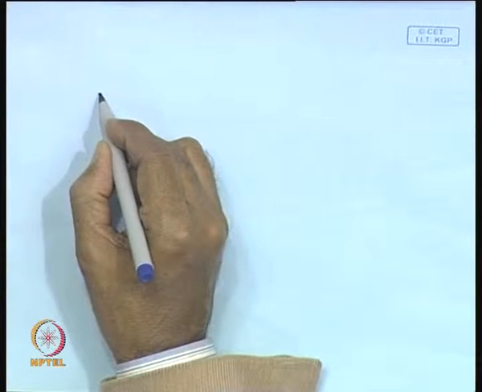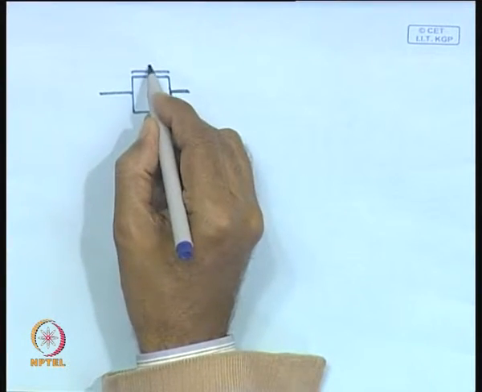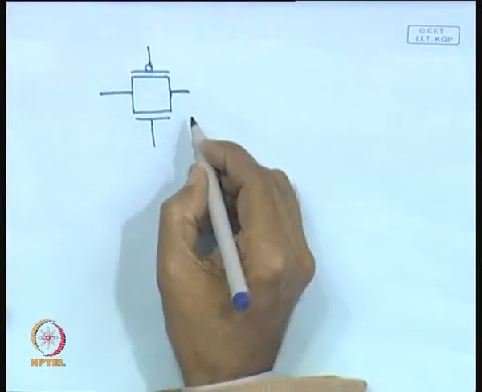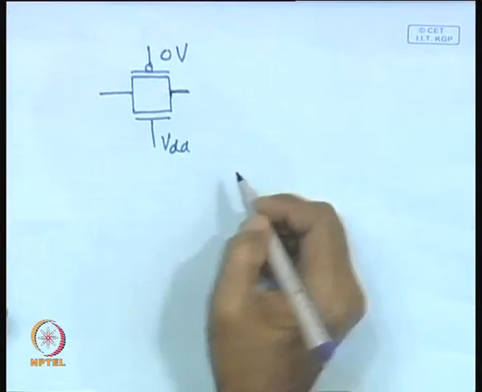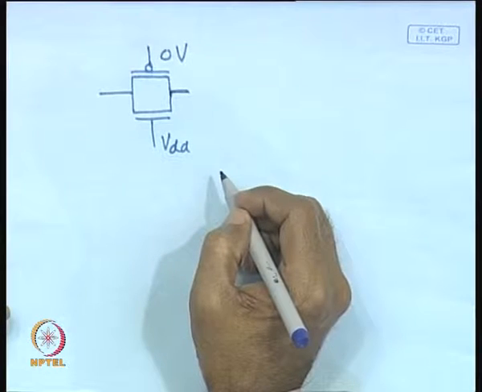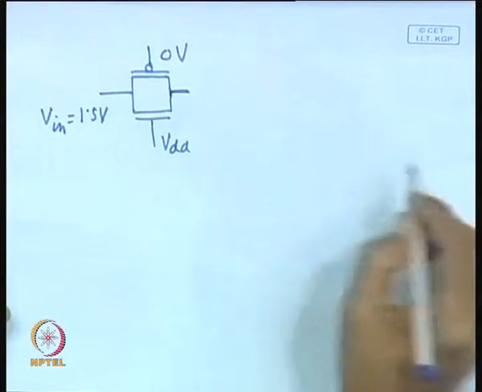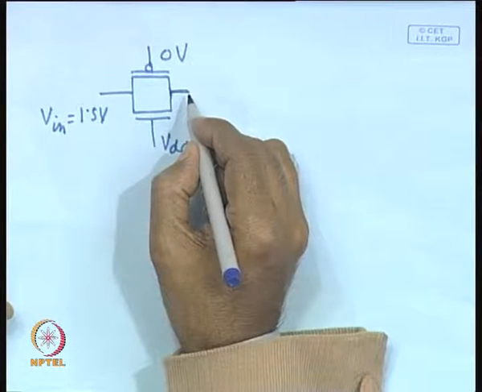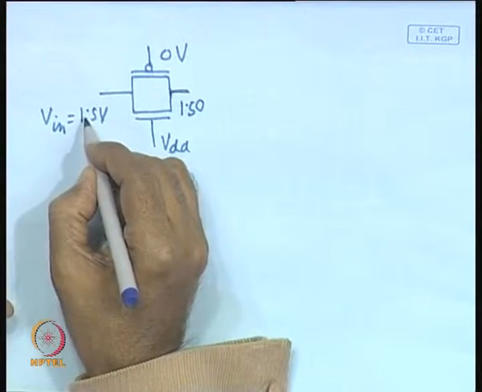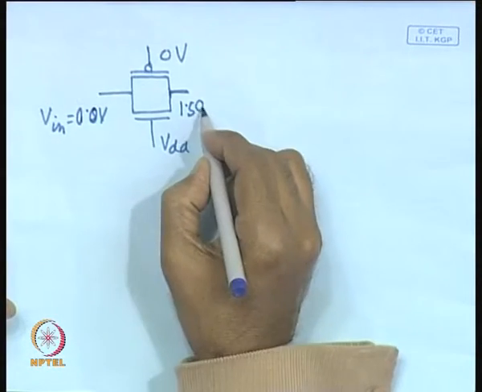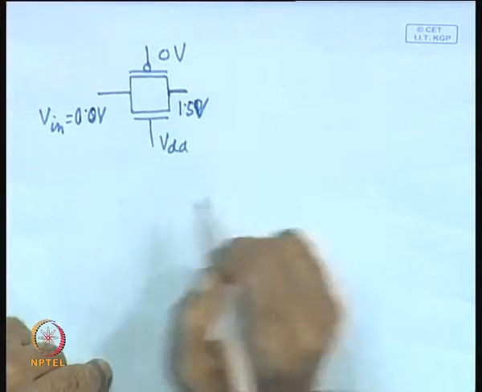you consider a transmission gate. This is the PMOS transistor and this is the NMOS transistor. Since the transmission gate is on, that means 0 volt is applied to the PMOS gate and VDD is applied to the NMOS transistor gate. Now, output voltage is 1.5 volt and Vin is equal to 0 volt. So, in this case what is the condition of these transistors?